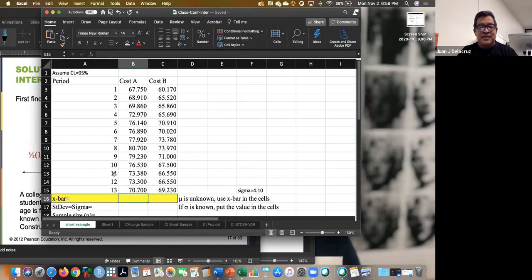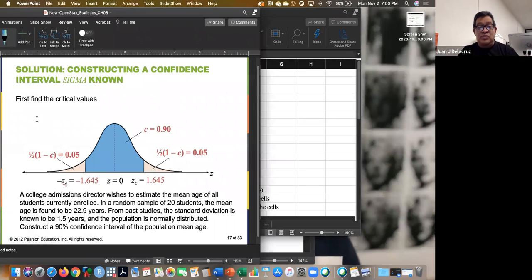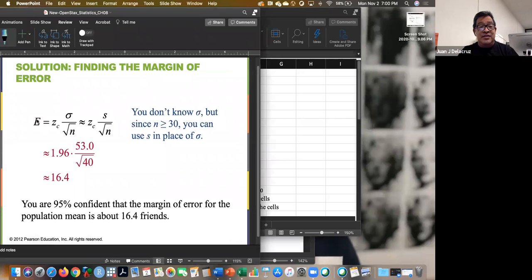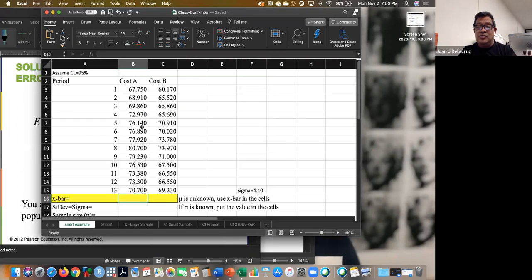We have a big number of data, right? So we don't know what the population mean is. In this case, I just put 13 because I'm very lazy. But just imagine that this is a big sample, and as we know here, when your sample is greater than 30, you can use S instead of sigma, right? So just imagine that this sample is 130.